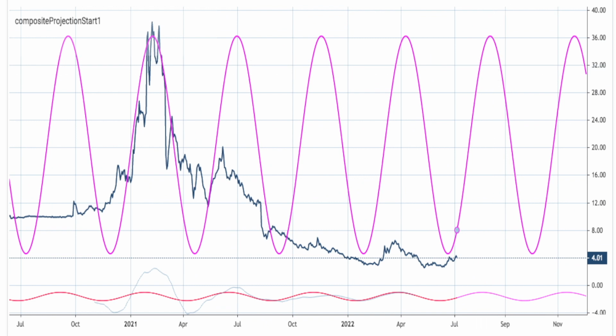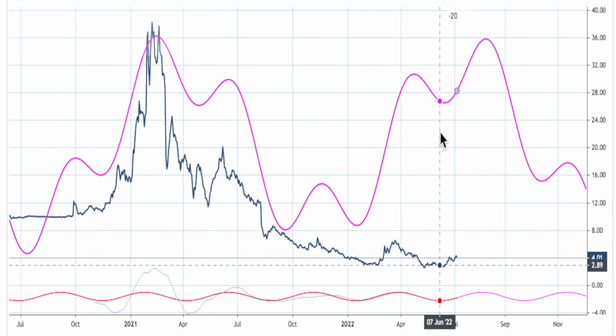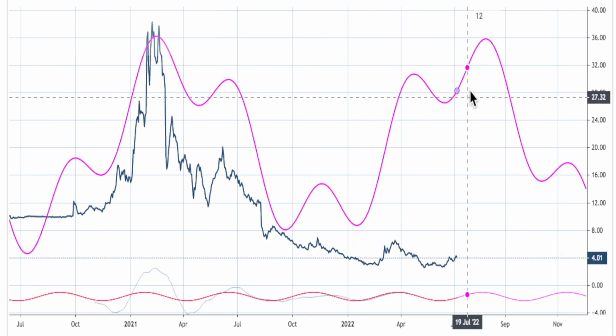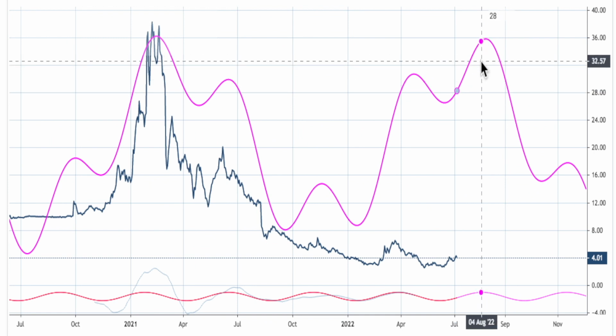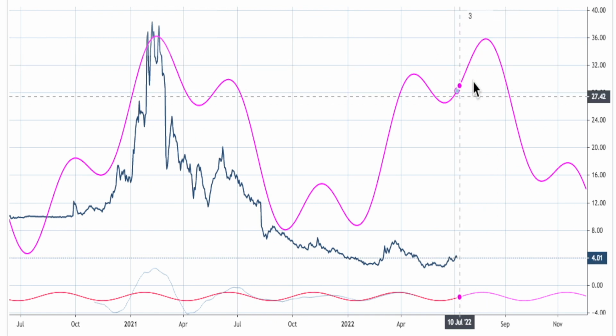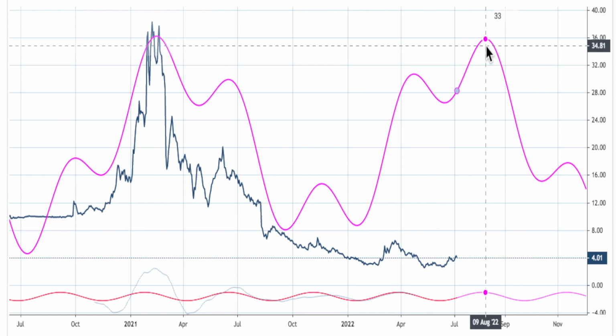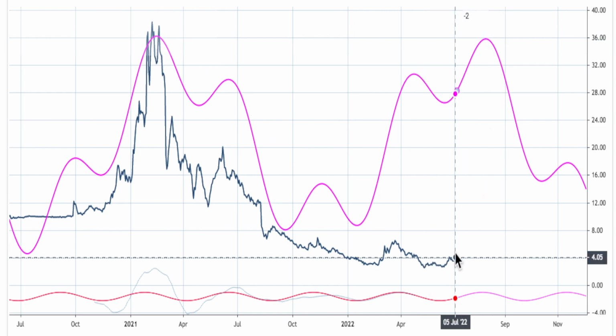Now we do a composite of the 98 and 332 cycles together, and this is the probability forecast of where the momentum would go. Somewhere around August it may stall, go sideways, or pull back. That remains to be seen. We're just using probability, so we'll see.